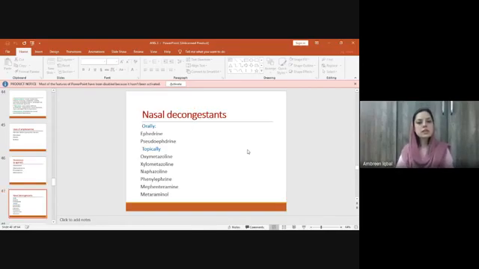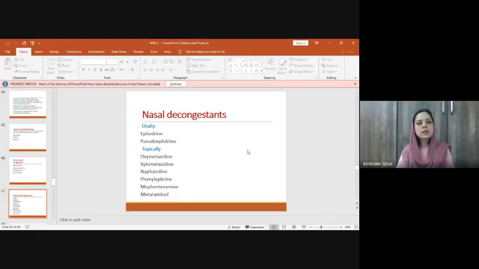The next is nasal decongestants. Nasal decongestants have two types, oral and topical. Oral ones are ephedrine and pseudoephedrine. Topical ones are oxymetazoline, cyclopentolate, naphazoline, phenylephrine, and metaraminol. Commonly used are ephedrine, pseudoephedrine, oxymetazoline, and xylometazoline.